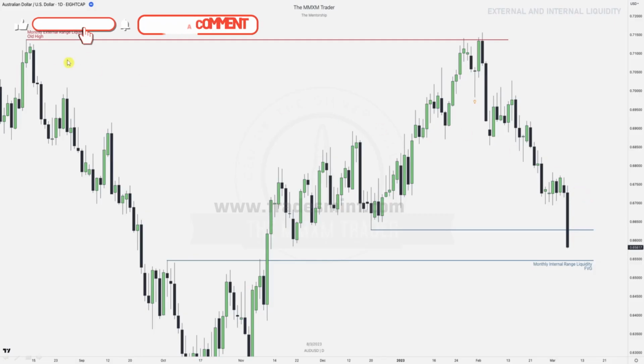Let's look at this from a daily perspective. We take out a monthly external range liquidity. Now, using daily structure to frame our setups, what are we going to be waiting for? After this monthly external range liquidity has been taken, we're going to look for a monthly internal range to be the drawn liquidity. We have this outlined down here.